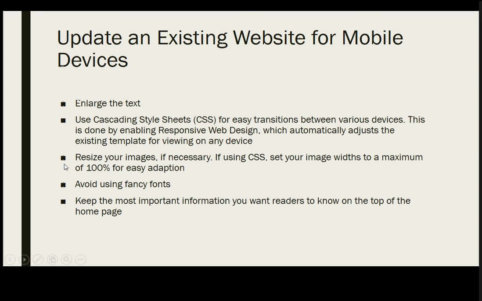Another thing you can do is resize your images if necessary. Sometimes if you have images on your website that are super large, they may not translate well onto a smaller device like a tablet or a smartphone. Sometimes that can make the website look too cluttered. So if you're using CSS, you can set your image widths to a maximum size of 100%. That way the images will adapt between devices.